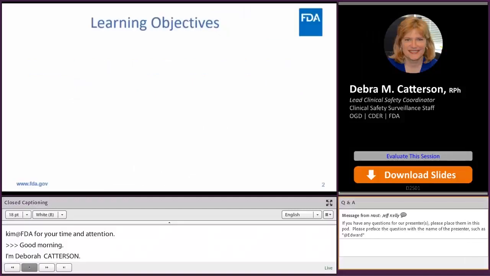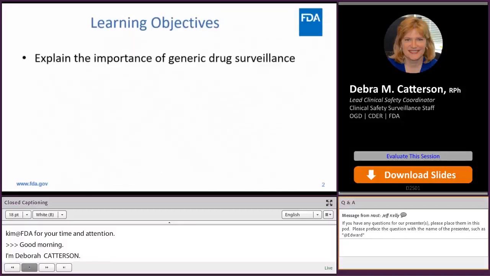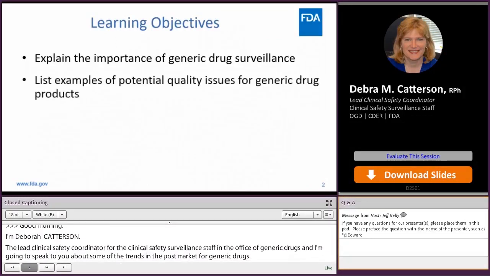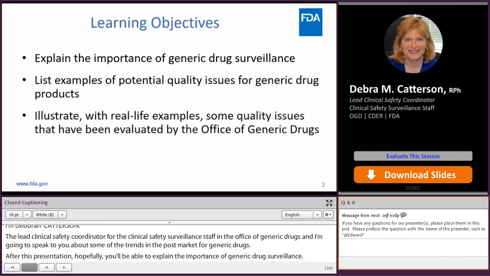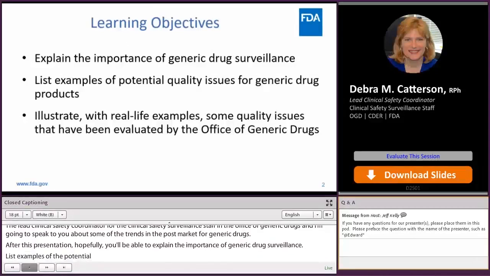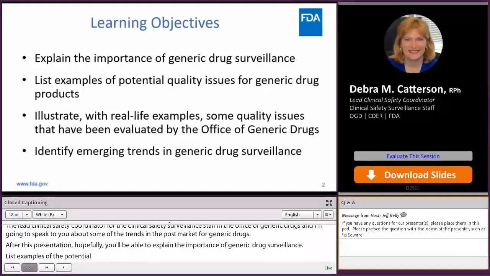After this presentation, hopefully you will be able to explain the importance of generic drug surveillance, list examples of potential quality issues for generic drug products, and illustrate with real-life examples that I will share with you of some quality issues that have been evaluated by the Office of Generic Drugs. And lastly, identify emerging trends in generic drug surveillance.